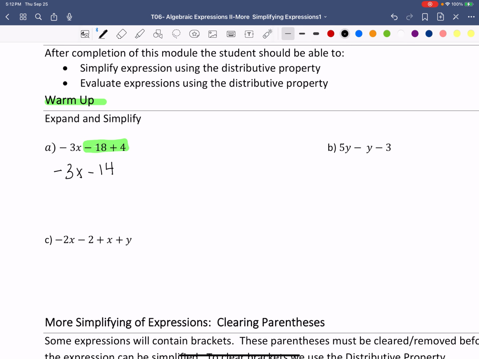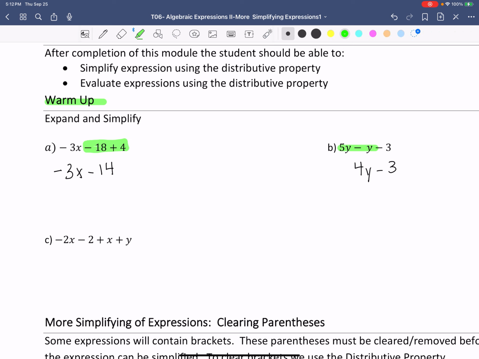For question B, we're going to do the same thing. We're going to see if we have any like terms, which we do, and we're going to simplify those. So 5y minus y is going to give us 4y, and then that minus 3 stays the same.